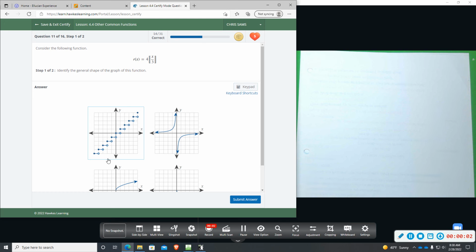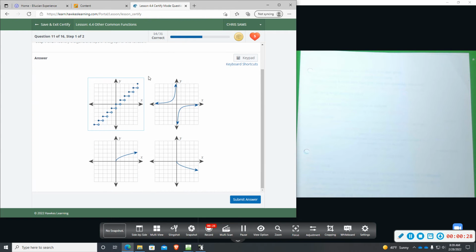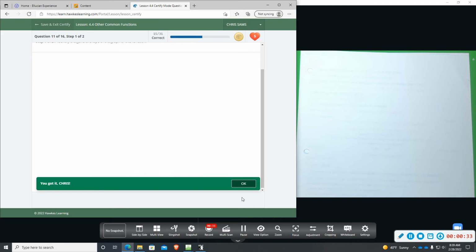All right, number 11, we want to consider the function and identify the general shape of the graph. So we have r as a function of x equal to the greatest integer function. And so it's the step function. It's the only one of its kind that looks like this. It's got a bunch of little horizontal lines going up the graph. So A is going to be our best answer choice for the visual.